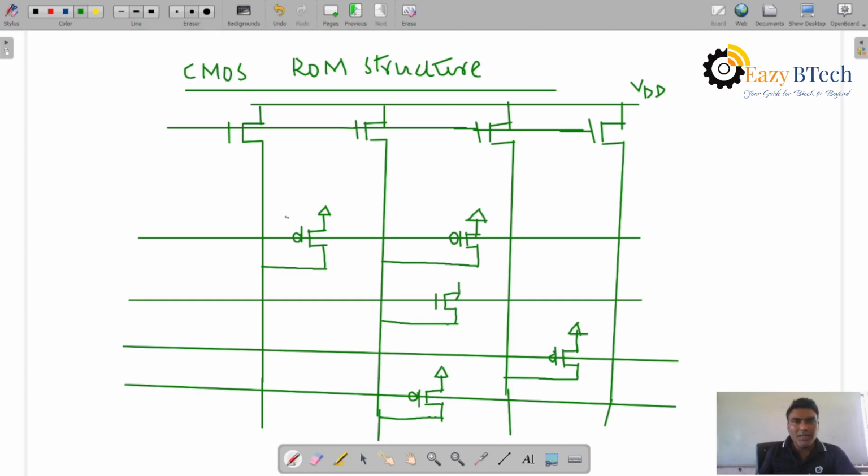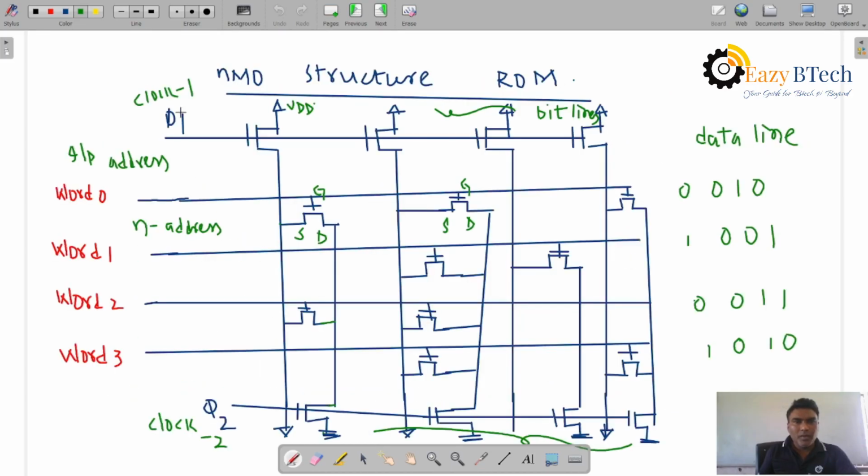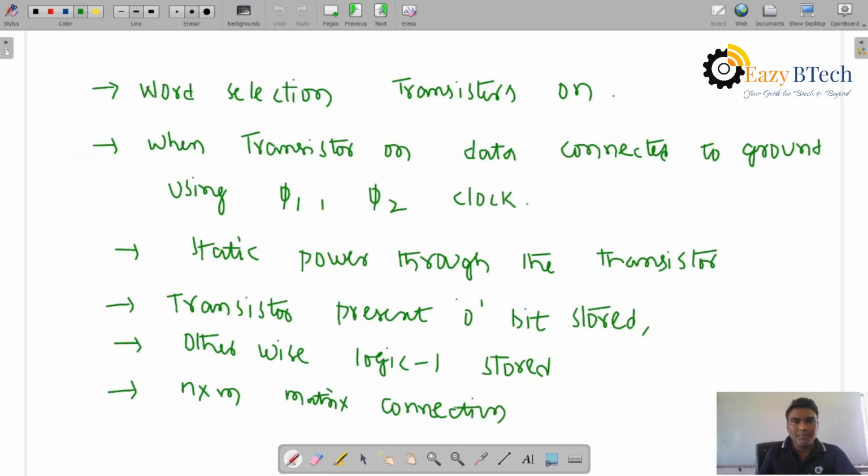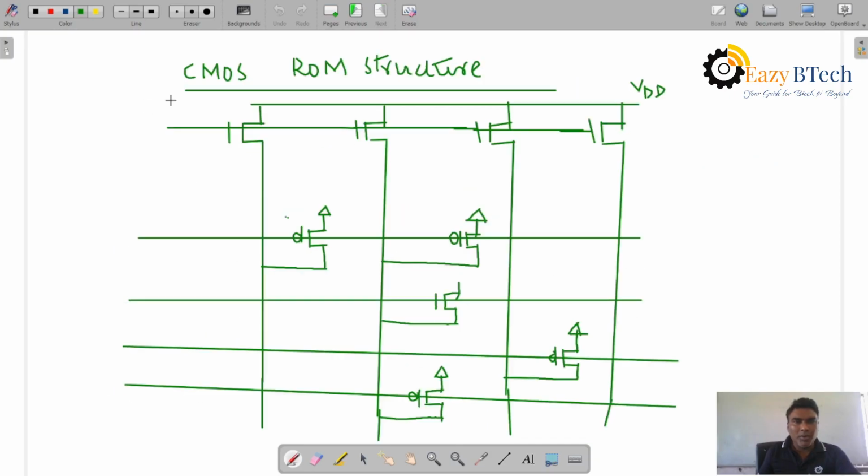So replacing it with the pi 1 complement, all these word lines are pi 1. So pi 1 is equal to low. Only a single clock is applied.